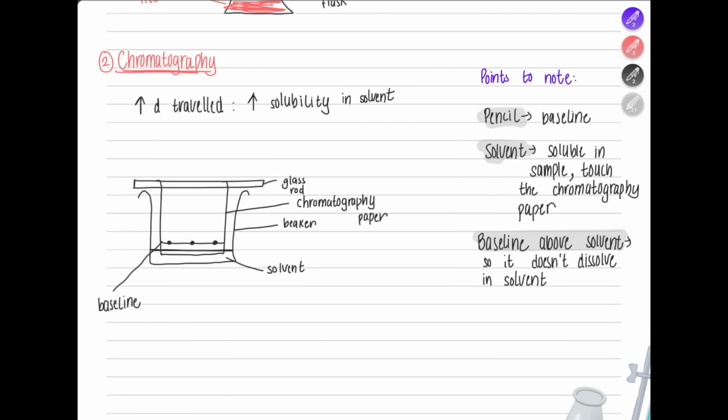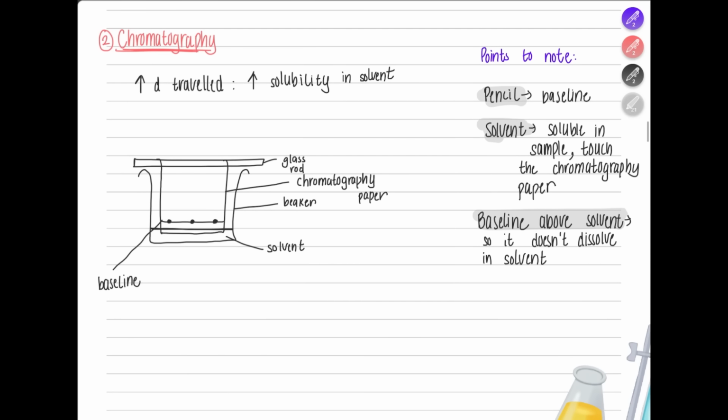The solvent travels up the paper by capillary action. Now, using this, you can calculate the RF value. What is the RF value? The RF value is specific for every substance. So based on the RF value, you can identify which substance was in the sample.